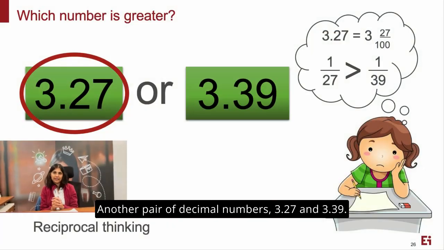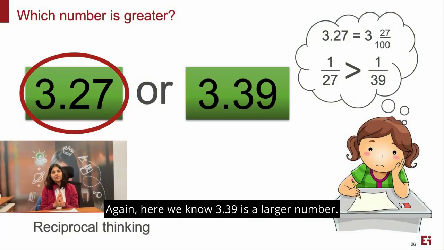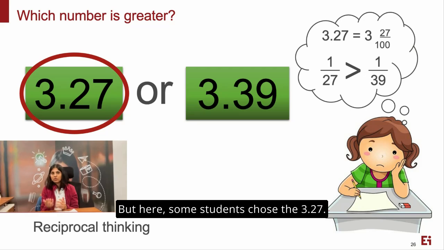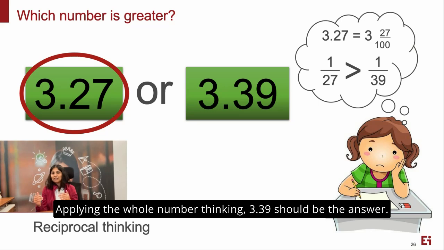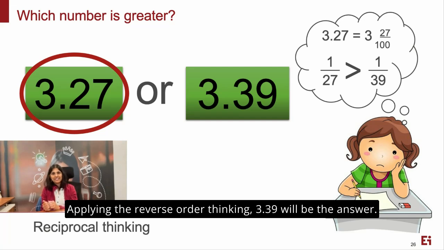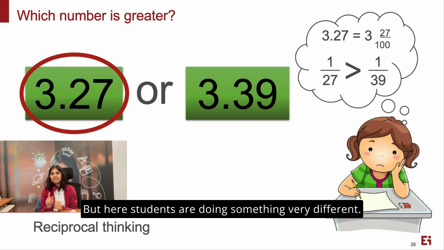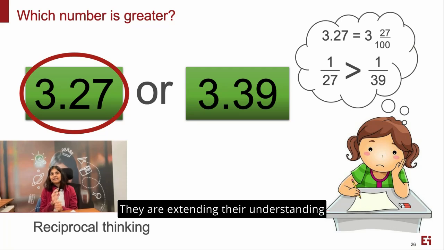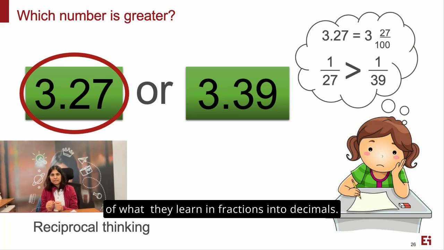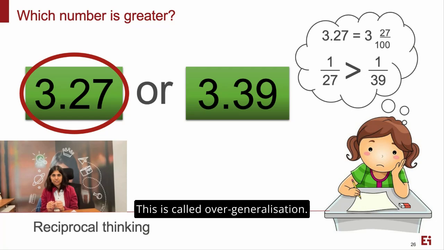Take another pair of decimal numbers, right? 3.27 and 3.39. Again, here we know 3.39 is the larger number, but some students chose the other one, which is 3.27. Now, if you apply the whole number thinking, 3.39 should be the answer. If you apply the reverse order thinking, even then 3.39 will be the answer. But here students are doing something very different, right? They are extending their understanding of what they learned in fractions into decimals. This is called overgeneralization, right?